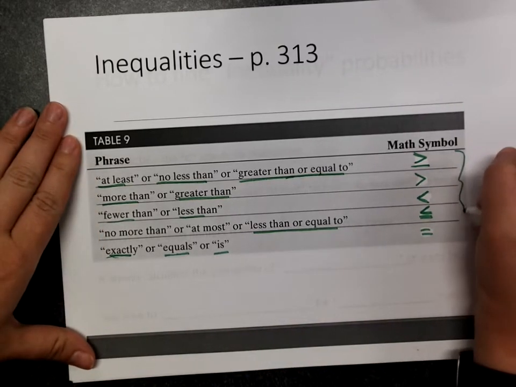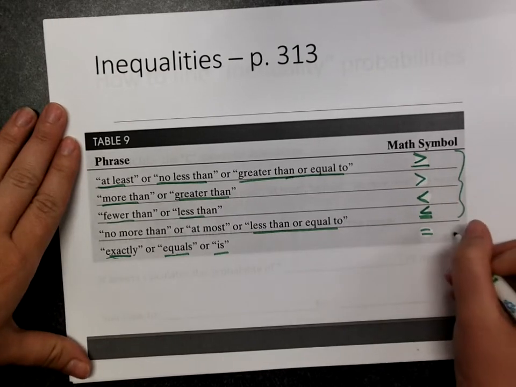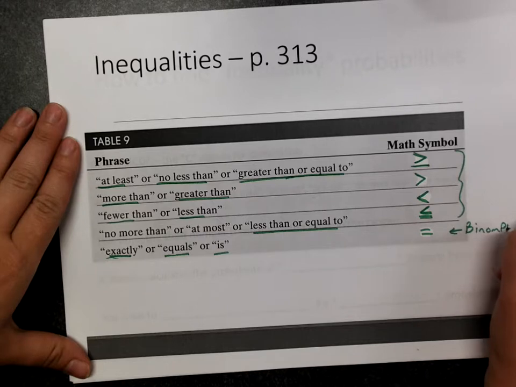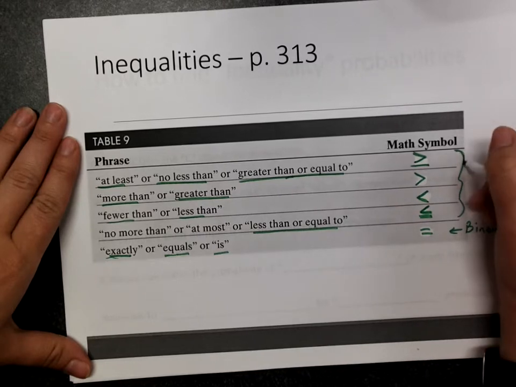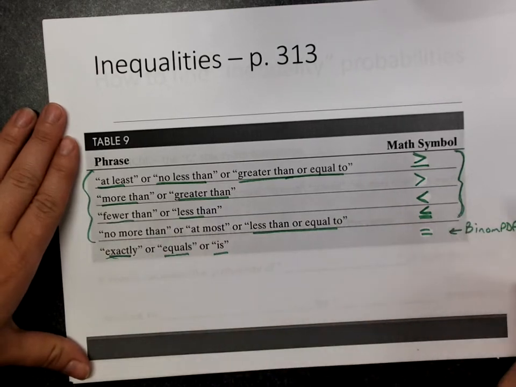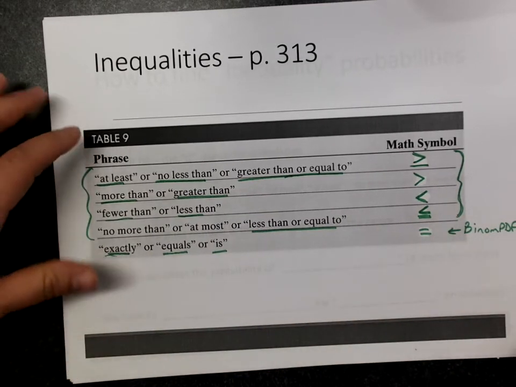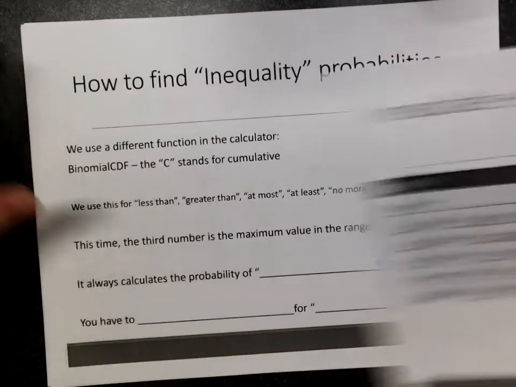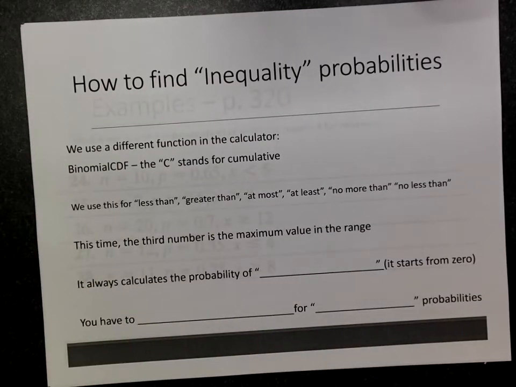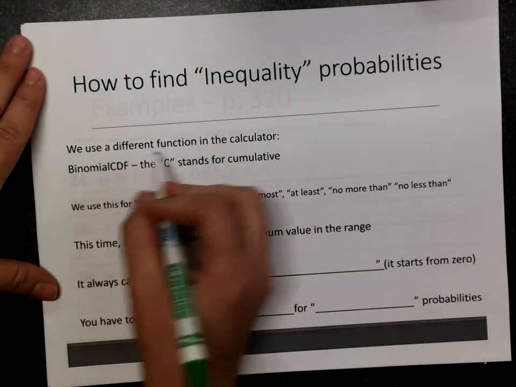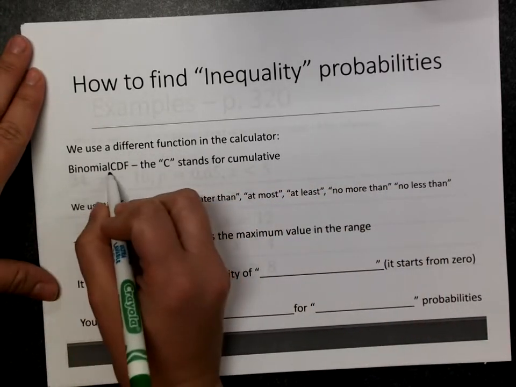These four symbols require a different function. The last symbol is the binomial PDF we just discussed. These other four symbols, when you see these phrases or see those symbols, is a different function in the calculator. So we're going to learn that new function now. So to find these inequality probabilities, we use the other function that says binomial CDF.